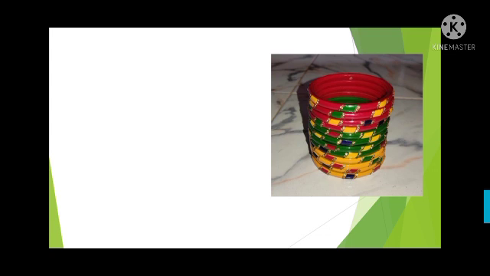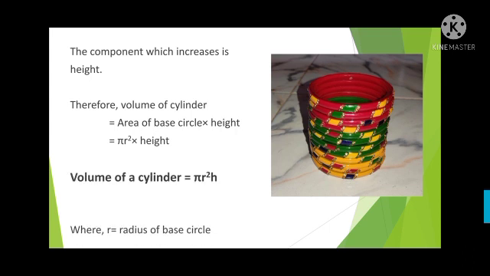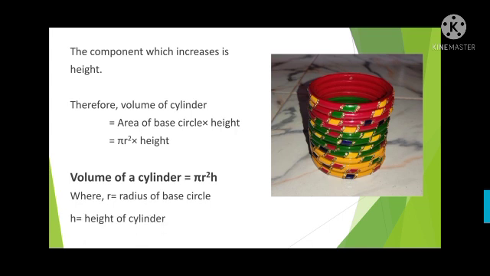Derive this formula. So I have stacked up the circles one above the other and we got this cylinder. Now which component increases? So it is the height. So same like the last one, we have to multiply the area of the base circle, in this case, into the height. Therefore volume is area of base circle into height. So area of base circle is pi r square, as area of circle is pi r square, and height. So the formula of volume of cylinder becomes pi r square h, where r is radius of the base circle, and height of the cylinder is h.